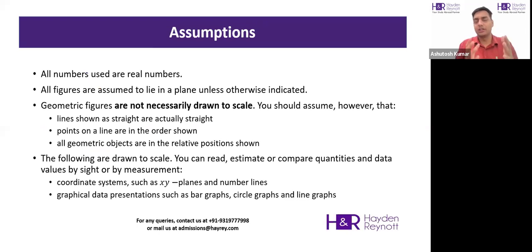Now, when we talk about some of the assumptions that you have to make while you are solving the questions in the GRE quant section, firstly, all the numbers used are real numbers. So if you are getting your answer as an imaginary number with the i, it's not the correct answer. So you should not go with an answer which is not a real number. All the figures are assumed to lie in a plane unless otherwise indicated. So if there's any figure given, you have to assume that it lies in the plane only.